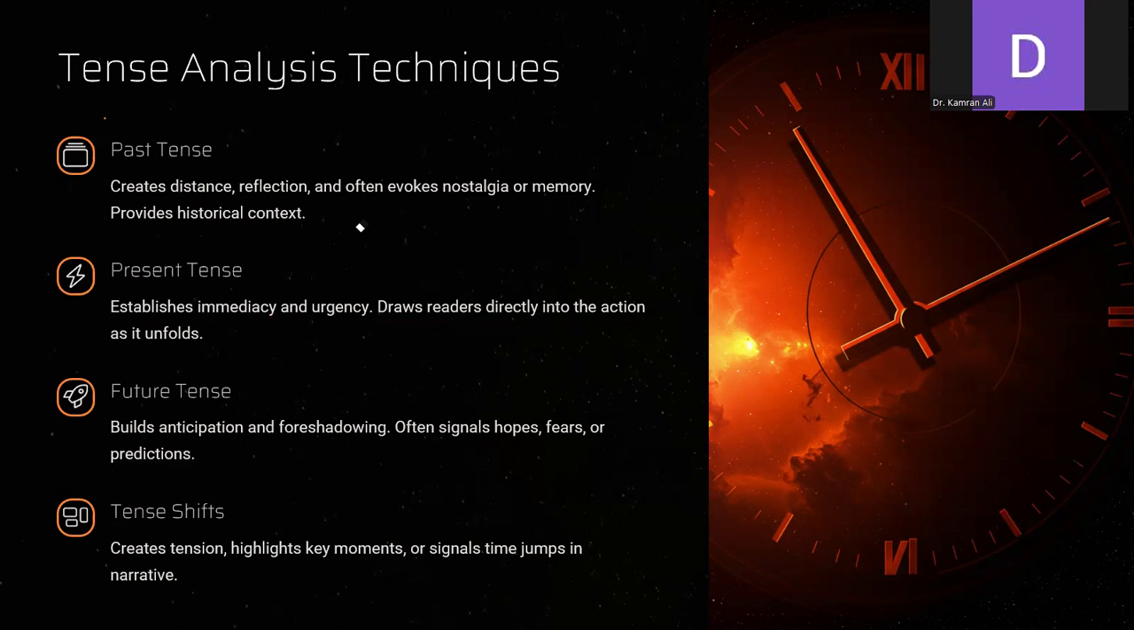Present tense establishes immediacy and urgency, something happening right before the reader, right? Usually, descriptive passages are written in present tense, which draws readers directly into the action as it unfolds. Future tense builds anticipation, expectations, foreshadowing, gives a hint of what may happen, often signals hopes, fears, or predictions. Tense shifts create tension, highlight key moments, or signal time jumps in the narrative. So maybe flashbacks are being used in the passage, and you have to comment on that.